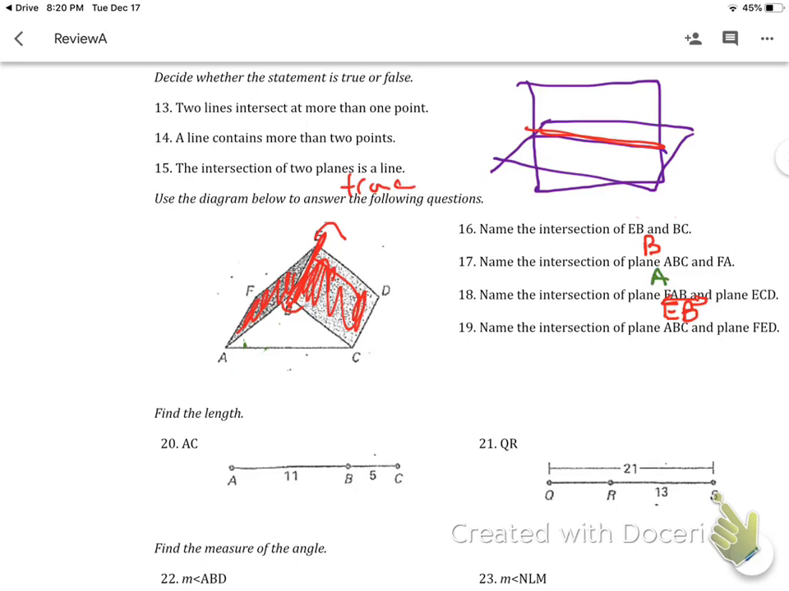Okay, name the intersection of plane ABC and plane FED. Okay, I'm going to erase this one more time. So we see that plane ABC is this front plane, and plane FED is that back plane. You can't see it all the way, but it's another triangle back there. And where do they intersect? Well, we see they don't. None. Don't intersect.